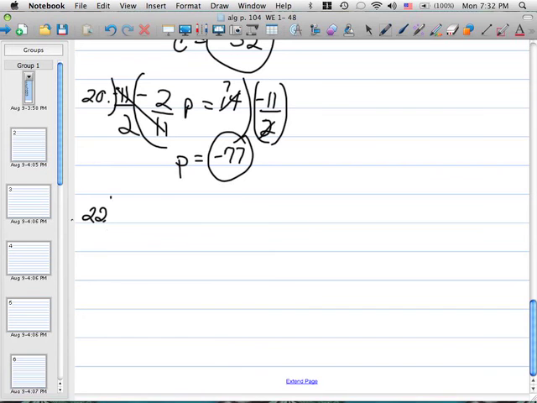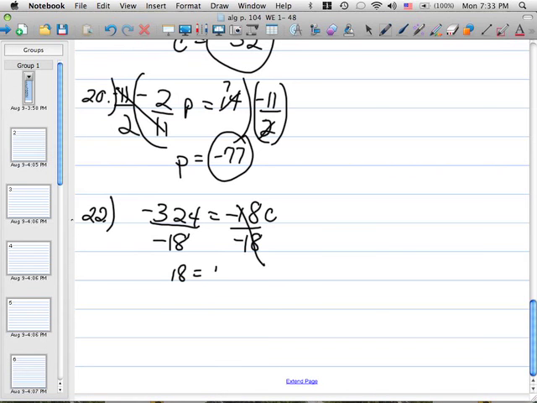Skip a line, number 22. -324 equals -18c. We want to solve for c, so we're multiplying by -18. The opposite is to divide by -18. And 18 goes into 324 18 times. And it's positive, since I divided a negative by a negative.